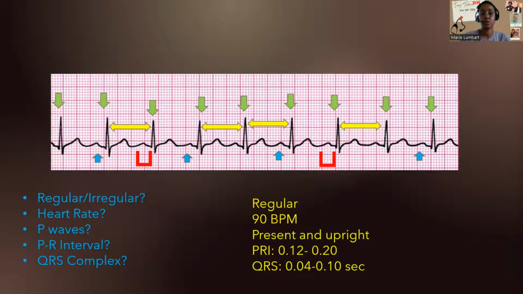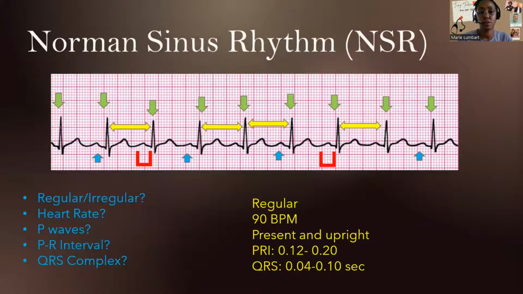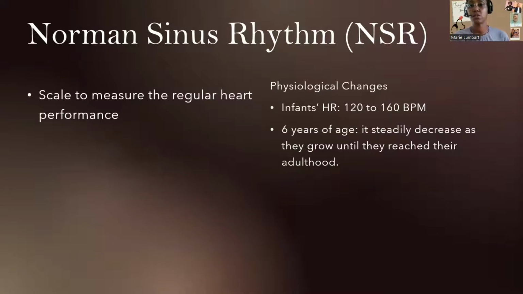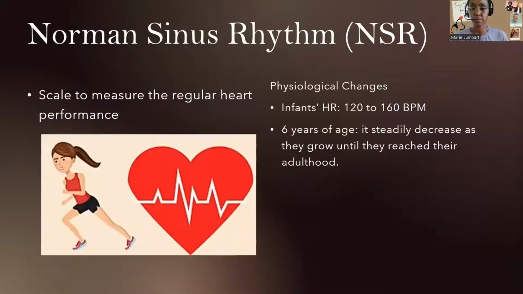Heart rate is 90 beats per minute. Our P waves are present and upright. The PR interval is within normal limits, and also the QRS. So if it walks like a duck and quacks like a duck, it's a normal sinus rhythm. So normal sinus rhythm is the general scale that we use to measure regular performance of the heart.